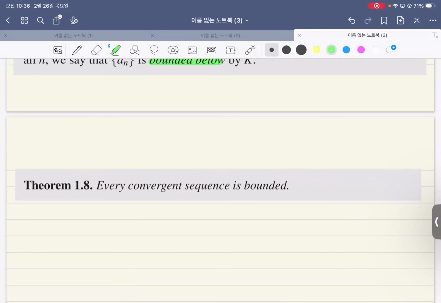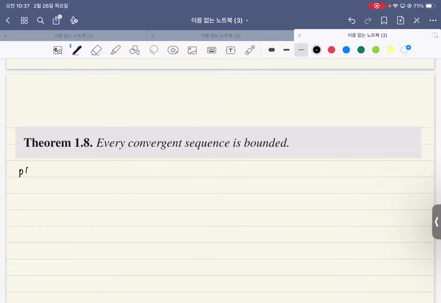Every convergent sequence is bounded. Not every bounded sequence is convergent because you can still imagine an oscillating sequence, which is not convergent, but it must be bounded. But for the other direction, if your sequence is convergent, then I am 100% sure that it is bounded. Why? This is still obvious, but it also requires some proof.